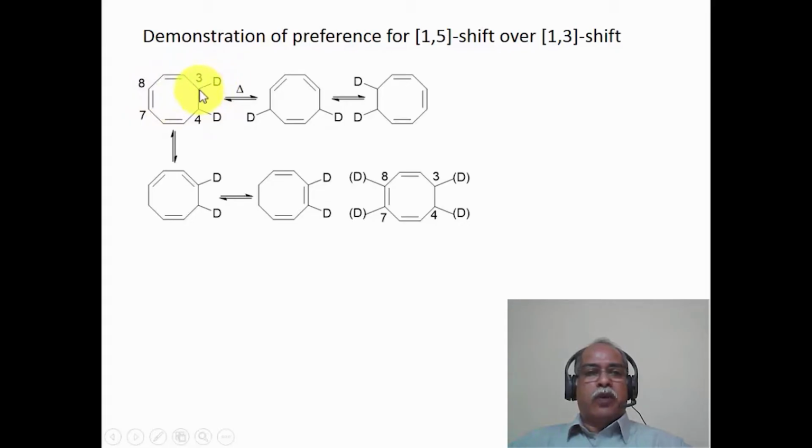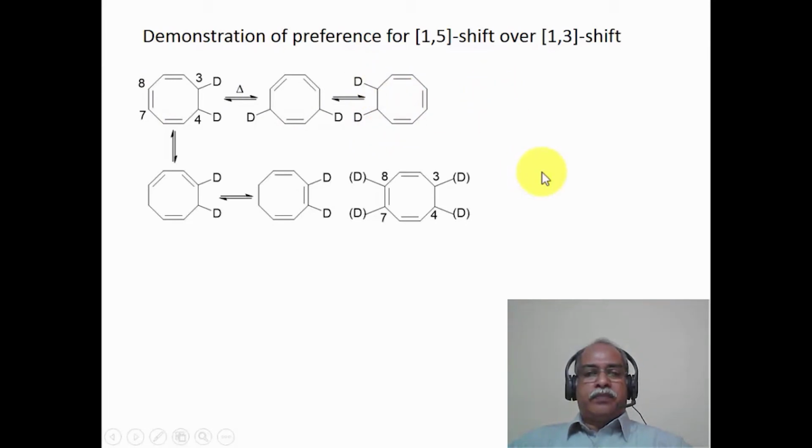If you consider this to be 1 and 1, then it will be 2, 3, 4, 5. The 7 position will be the 5th carbon from the deuterium point of attachment. So 1,5 migration will result in the 7 position or 8 position. In fact, the 1,5 migration results in the formation of the 7 and 8 position deuterium substituted derivative.